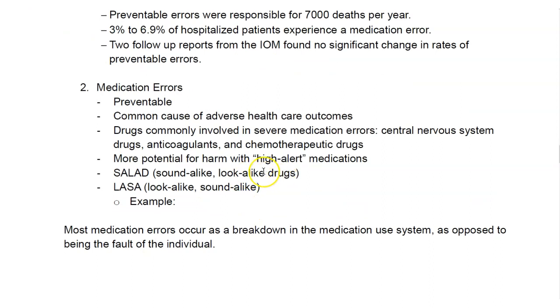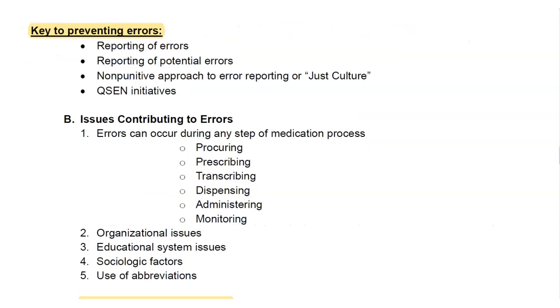Anyhow, most medication errors again occur not as an error of an individual person, but often because of a breakdown in the system. Again, it is not usually because of an individual, but mostly because of a systemic error. There are ways to prevent medication errors. One of them would be reporting of errors. That ensures that those errors are investigated and we really get to know what caused those errors. Also reporting potential errors, so we don't wait until the error happens. Even if it's something that almost happened, because if it almost happened to you, then there may be a time that it's actually going to happen.